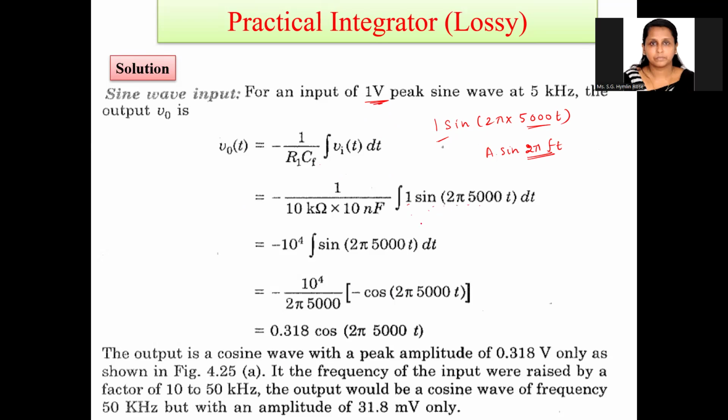When integrating this, the integration of sine is minus cos 2 pi 5000 t divided by 2 pi 5000, and 1 by R1 CF we have already calculated, it is 10 power 4. So you'll be getting 0.318 cos 2 pi 5000 t. That is, if you give a sine wave input, it will be integrated to a cosine signal, and the output is a cosine wave with a peak amplitude of 0.318 volts. The frequency remains the same, 5000 t.